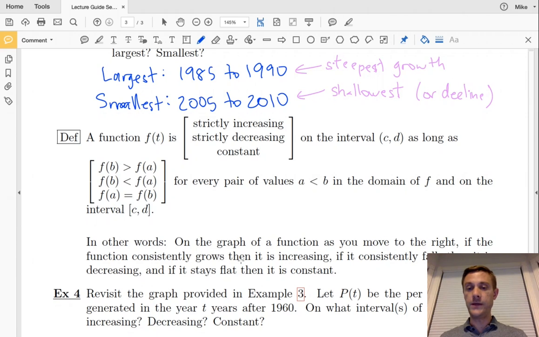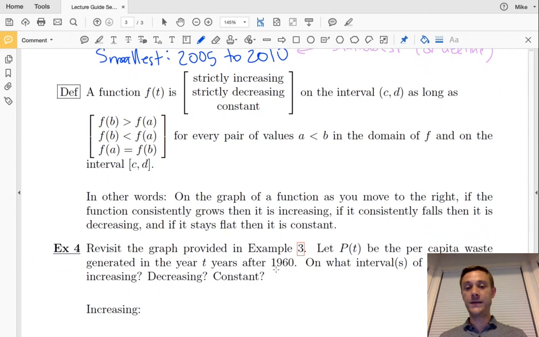And so here is a written record of that, if you like. I told you we were going to get away from the trash example, and I forgot I made use of it again. So I am not to be trusted. I'm sorry. So P of t, we're giving function names to these things now. There's our per capita waste, and we're going to ask on what intervals is it increasing, decreasing, or constant. Constant is where it just stays flat for any amount of time.